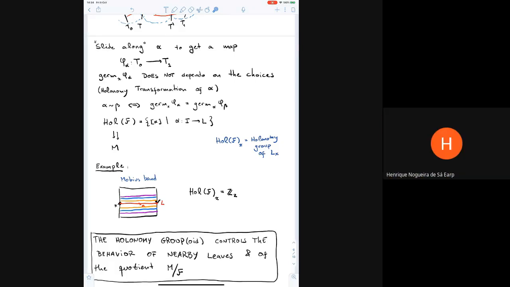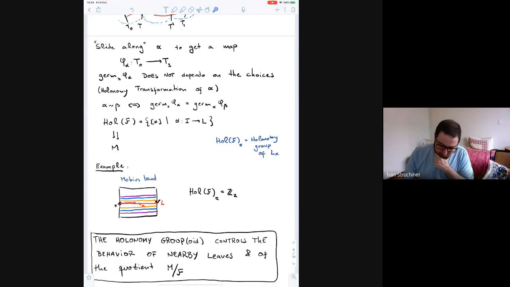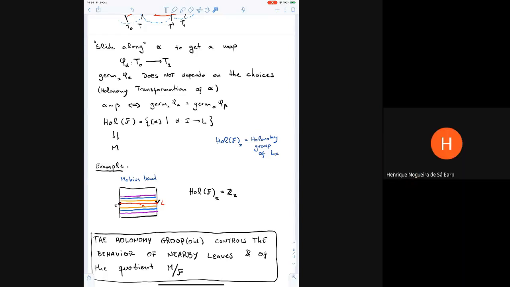Right, so for this one, the nearby leaves, they go around twice, right? I mean, they wrap around by going around twice. Yes. But for the other ones, they wrap around neatly as if it were just a product space. Yes, that's excellent. Okay, I understand. Thank you.